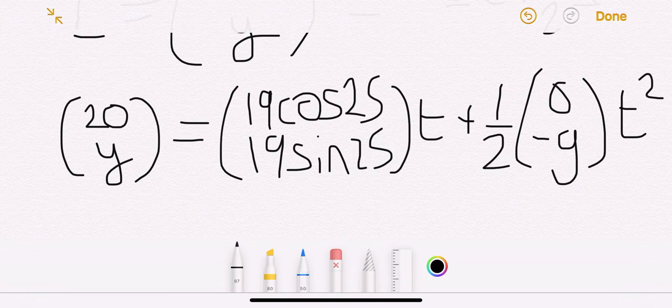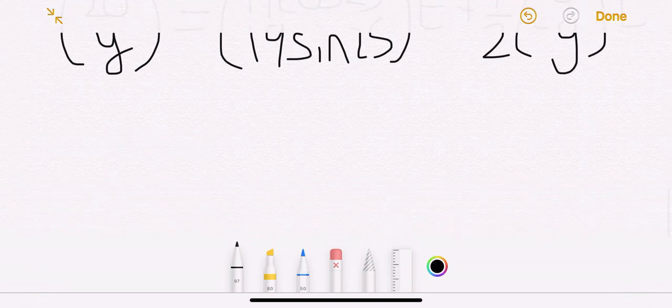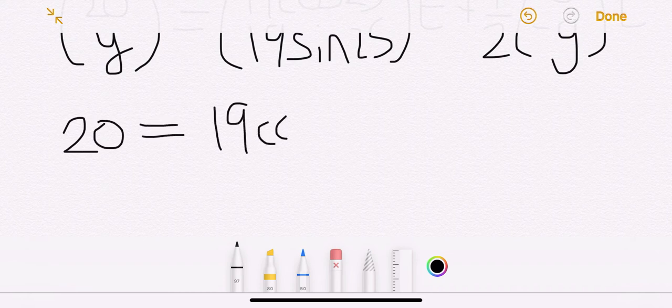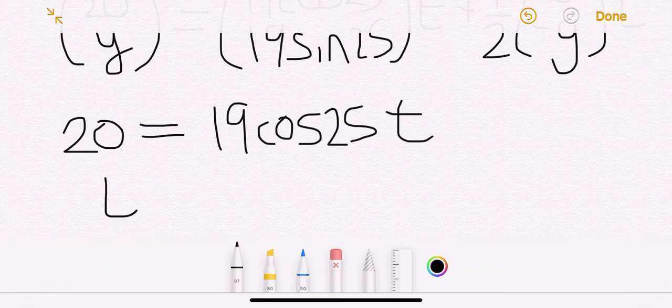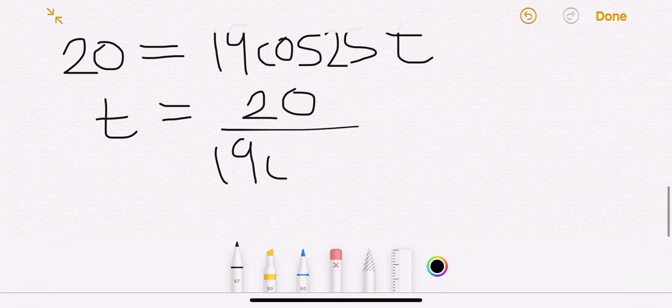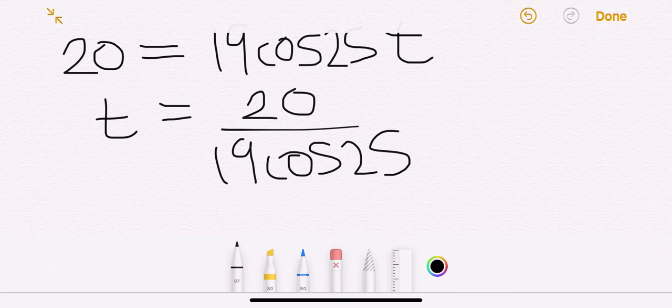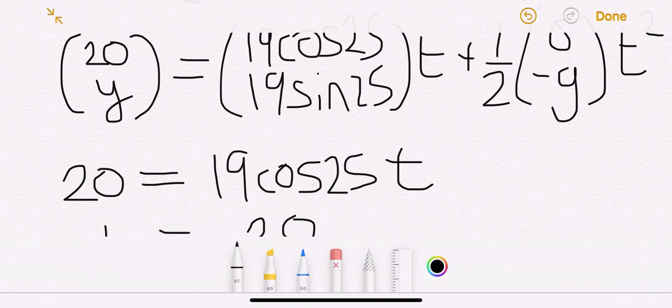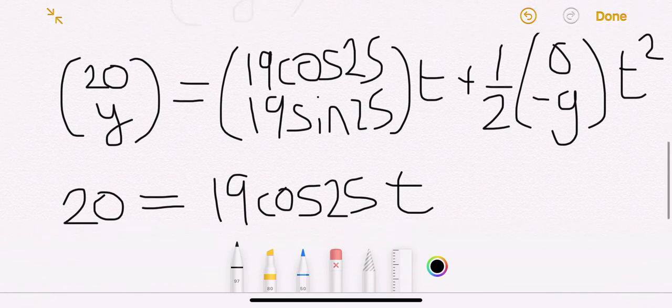So if we take the horizontal component of that vector equation, we end up getting 20 equals 19 cos 25 times t. So just rearranging that for t, that gives us t is 20 over 19 cos 25. I'm just going to leave that as that. I'm not going to bother working out exactly what that is in numerical form. Now if we take the vertical component of the same thing, we're going to get y equals 19 sine 25 times t minus g over 2 t squared.